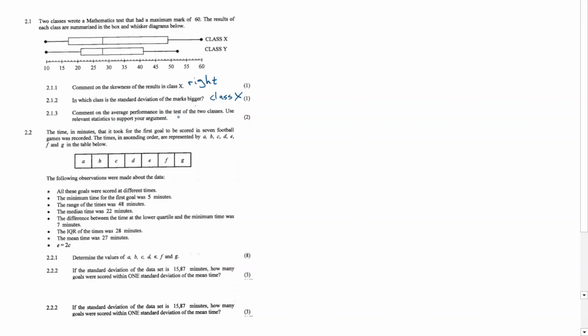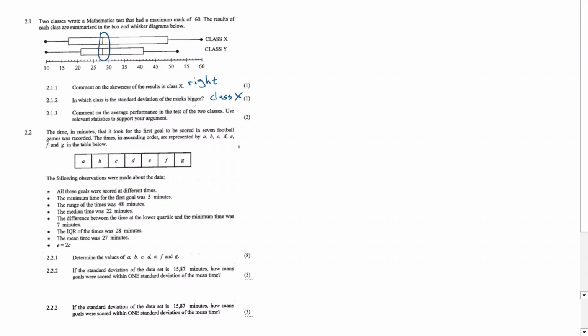Comment on the average performance in the test of the two classes. Use relevant statistics to support your answer. I would say that the average performance was the same because they both have the same median mark, although higher marks were achieved by class X. That would be my comment on that for 2 marks.